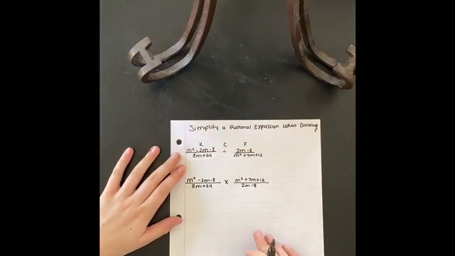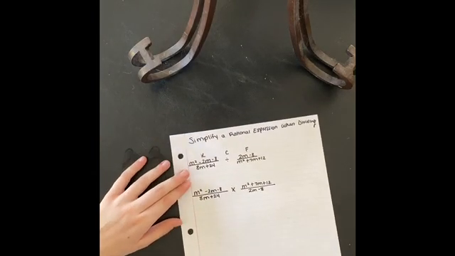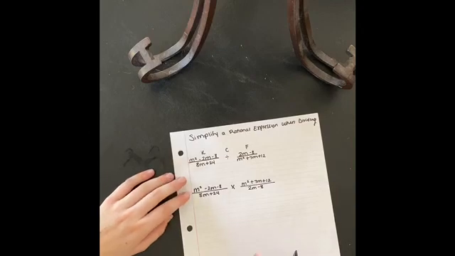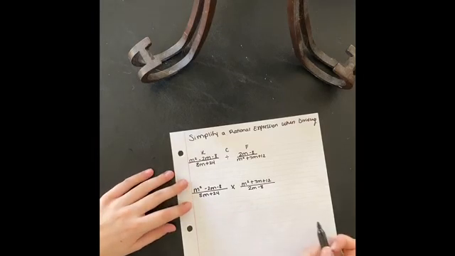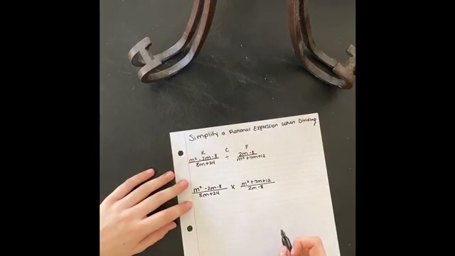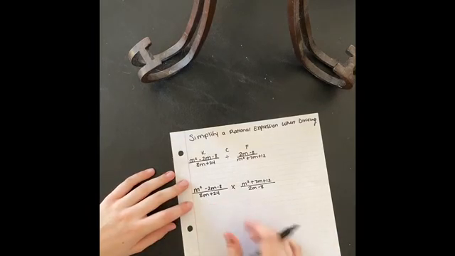Okay, so now what you want to do is factor all the equations so you can see if you can cross out anything. So let's start with the top one here. So m squared minus 2m minus 8. So I know that 4 times 2 equals 8, and 4 minus 2 equals 2. So we can use those two numbers.